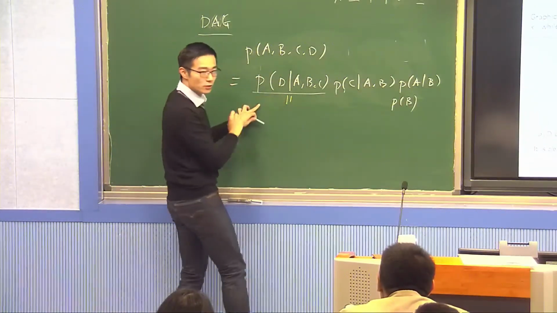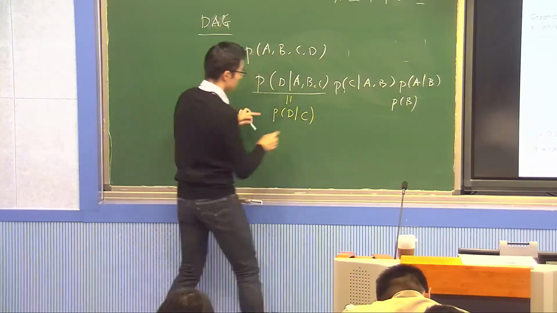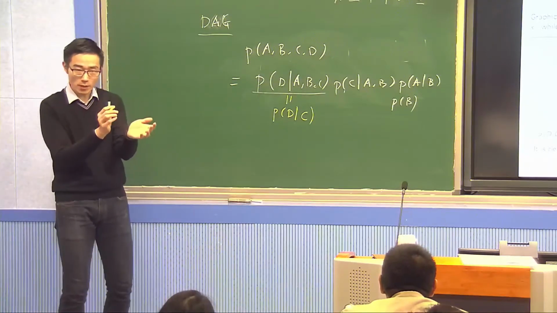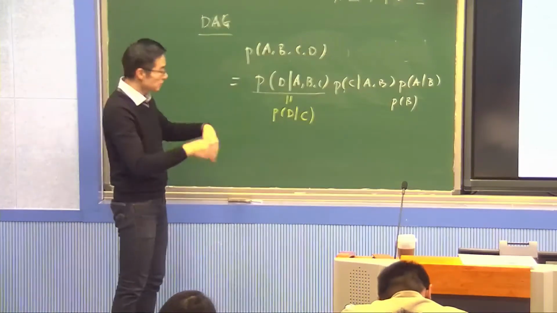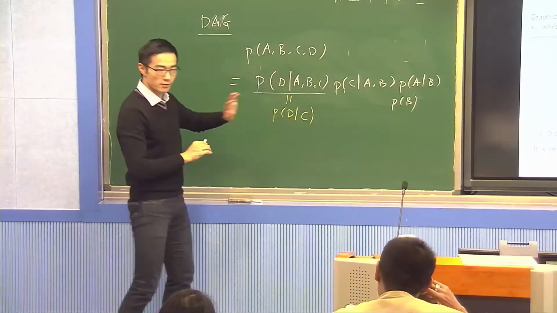It is just equal to P(D given C). Very good, right? Because C is the only parent. So using the Bayesian network property, I can forget about A and B. Given C, that's enough. C is the parent. So P(D | A, B, C) is just P(D given C).